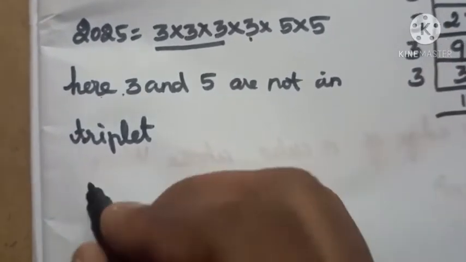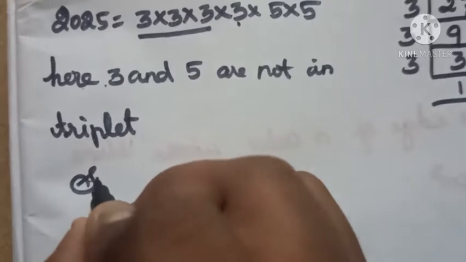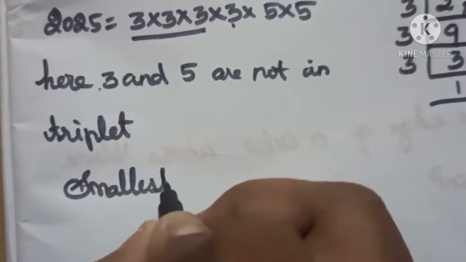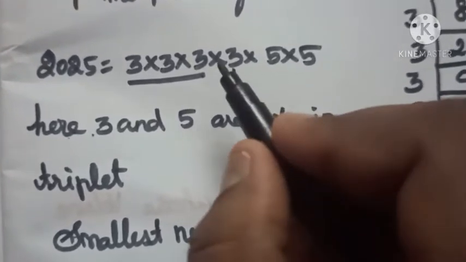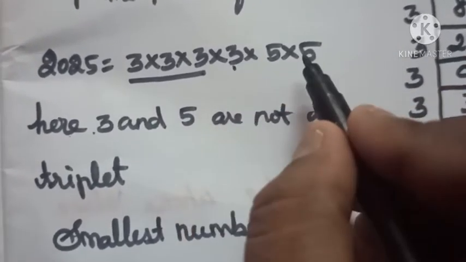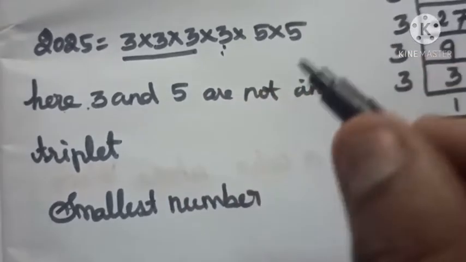Okay, what we have to do, we need to take the smallest number. So the smallest number is nothing but... How many 3s do you need to make a triplet? Already one 3 is there. We need 2 more 3s.